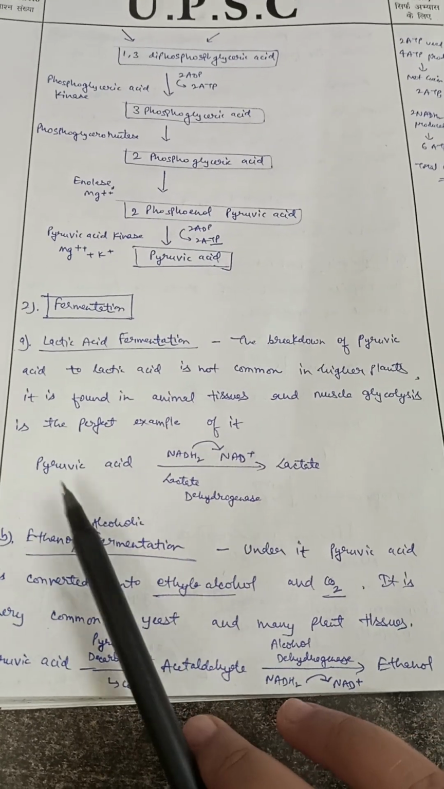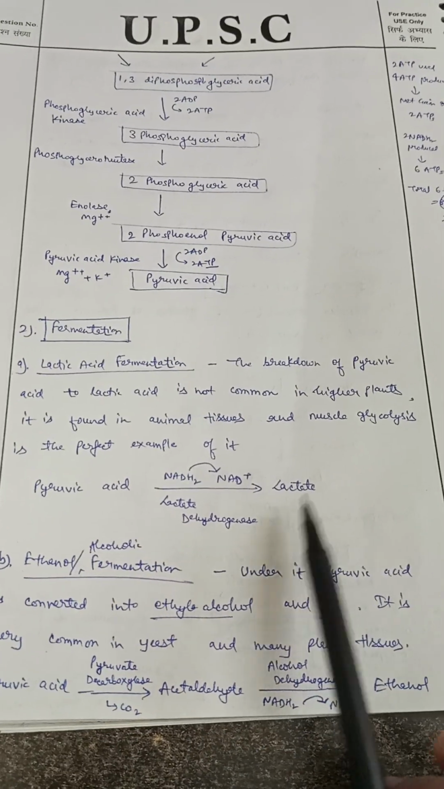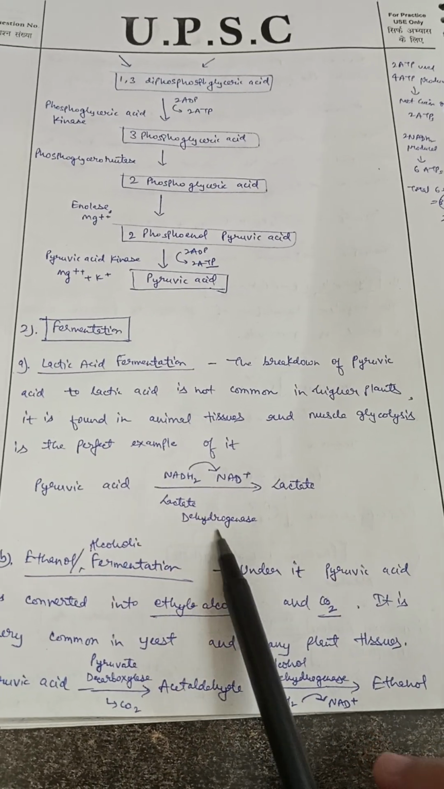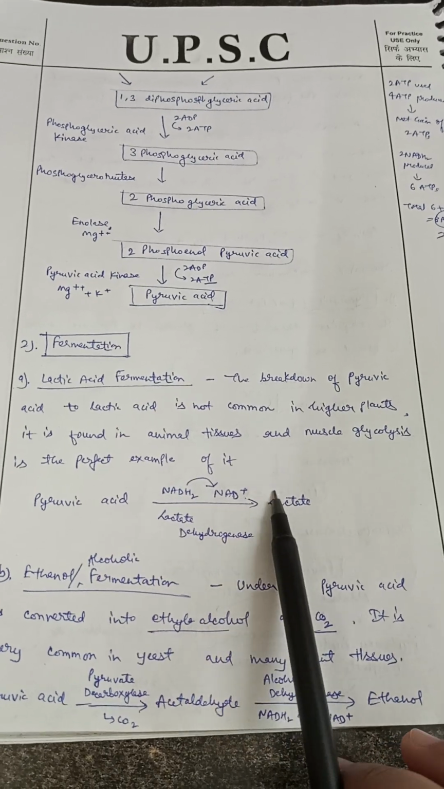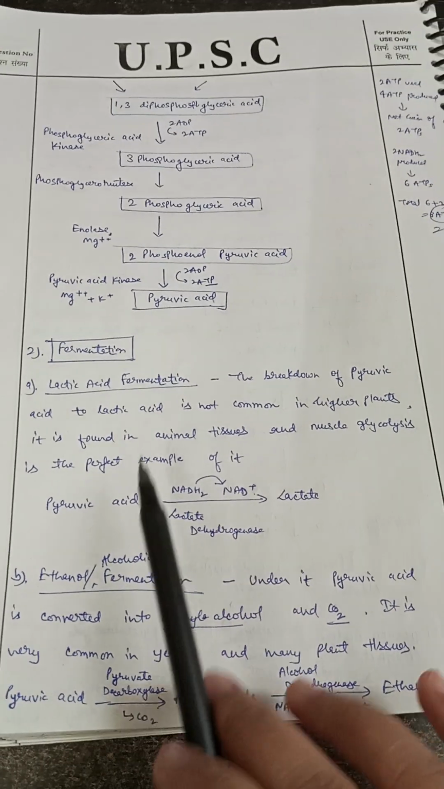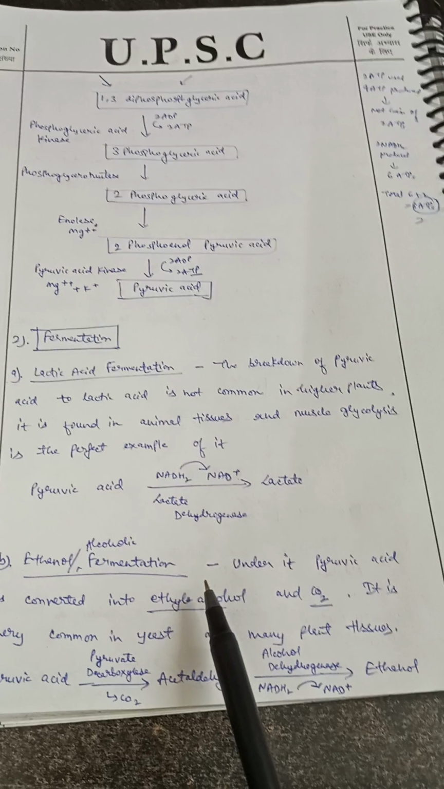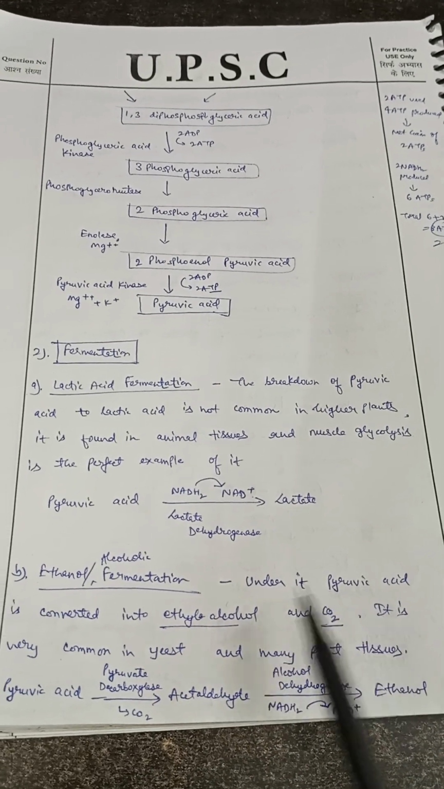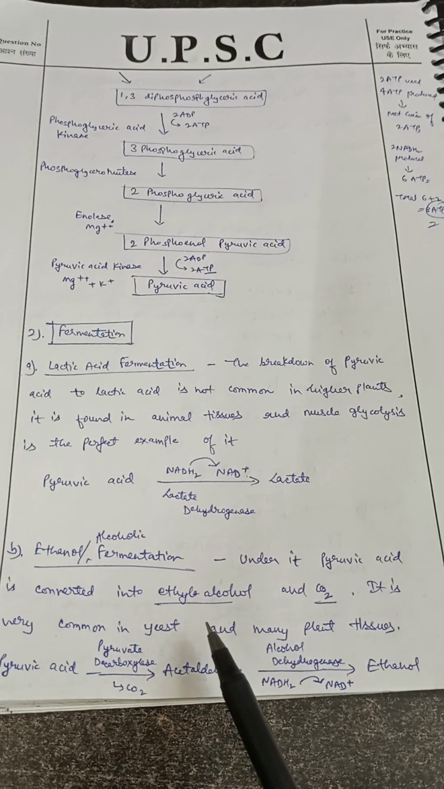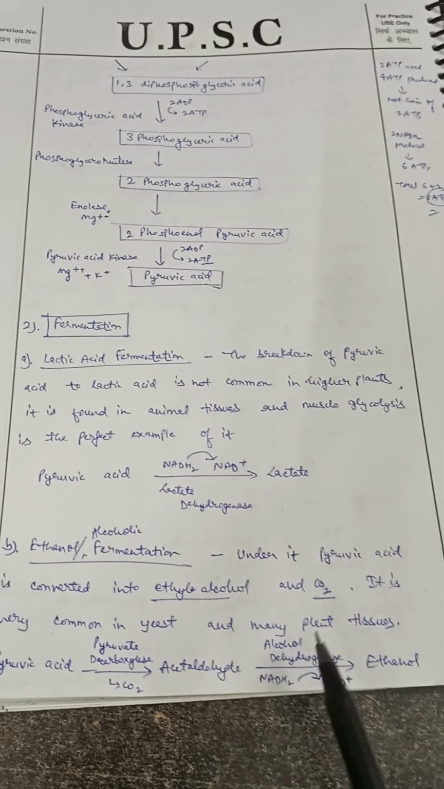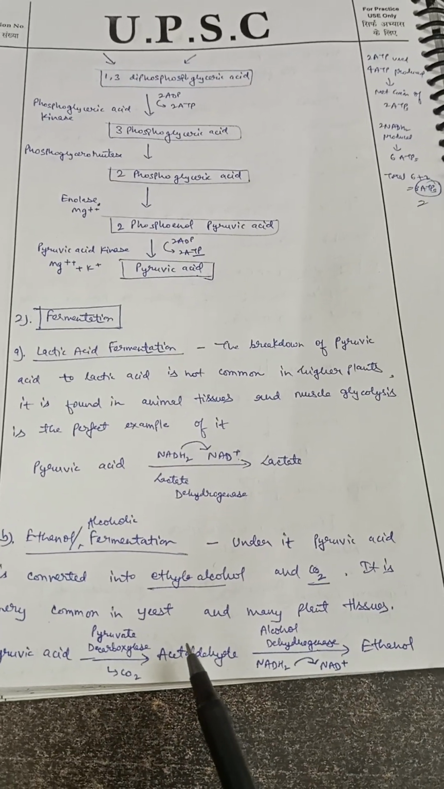So this is the reaction. Here the pyruvic acid will be converted to lactate in the presence of lactate dehydrogenase enzyme, and here NADH2 will be converted to NAD+. Then second is ethanol or alcoholic fermentation. Here the pyruvic acid is converted into ethyl alcohol and CO2, and it is very common in yeast and many plant tissues. So this is the reaction for alcoholic fermentation.